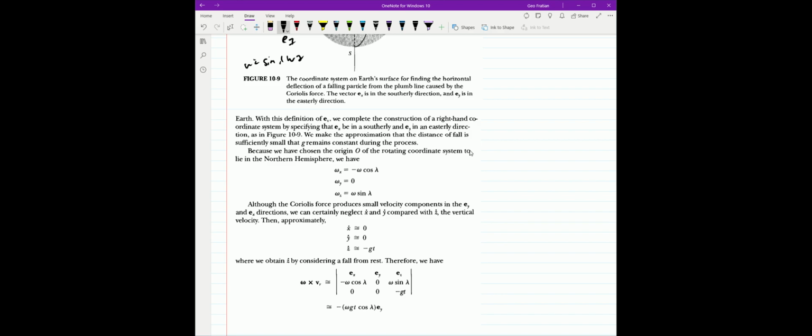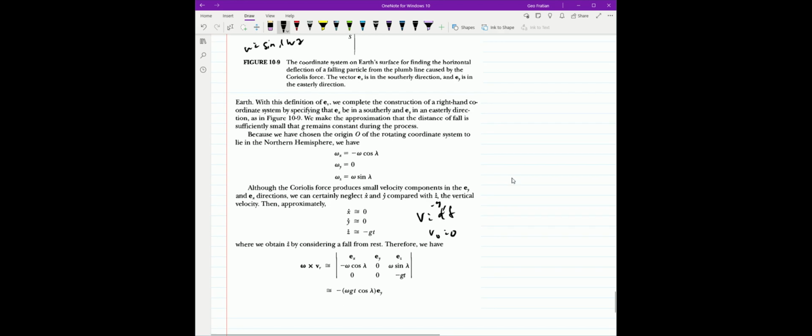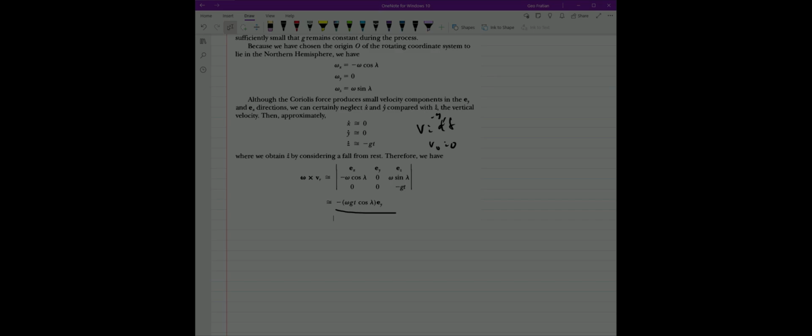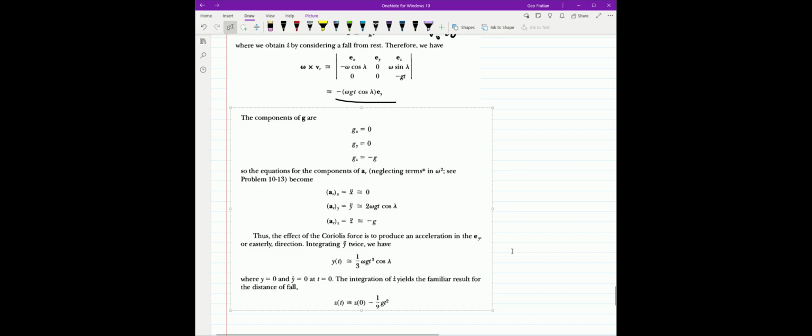So then we can basically say that z dot, the net effect, is just negative g t, where we get z dot if we consider something falling from rest. So it's just v equals a t, v naught is equal to 0, a is negative g. So we can calculate the cross product just by taking the determinant, and we get minus omega g t cosine lambda e_y. And then we can get the components of g as g_x is 0, g_y is 0, and then g_z, the direction you're falling in, is negative g.